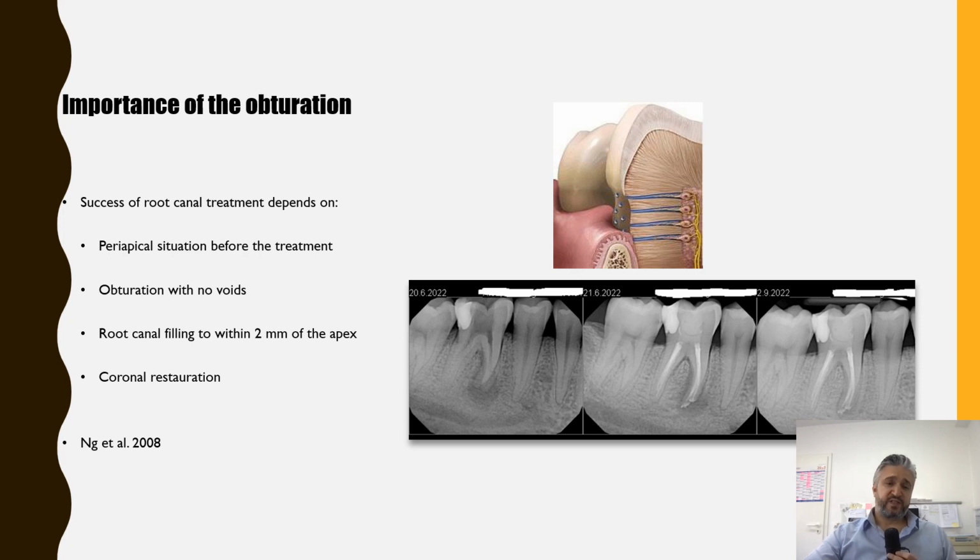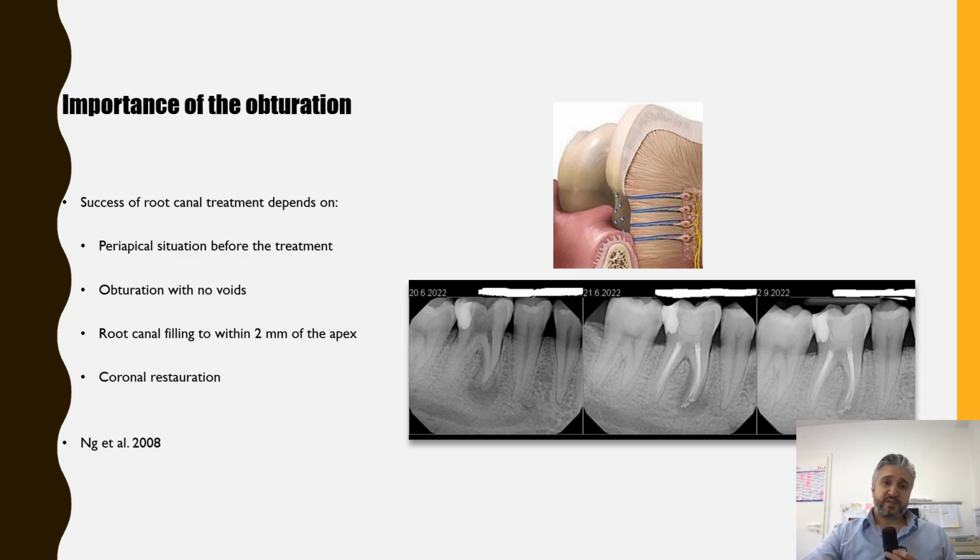Besides that, there is a very important historical study talking about the outcome of root canal treatment given by Ng and her team in the year 2008. It talks about 4 important factors that may affect the outcome of the treatment. The first one is, before we start the root canal treatment, whether we have an apical lesion or not. If we have an apical lesion, we'll end up having a success rate of up to 74%. If we don't have this apical lesion, the success rate will be over 95%.